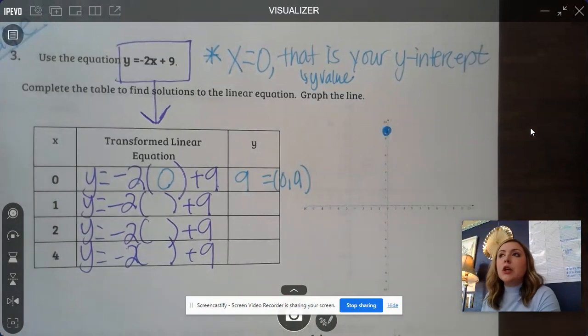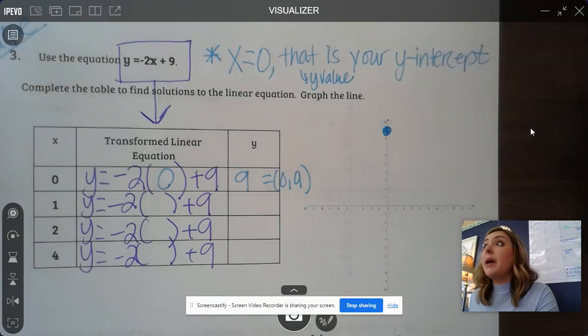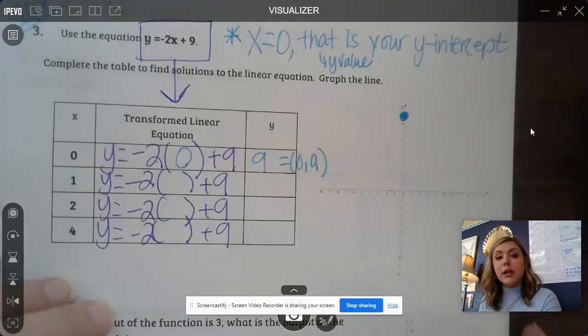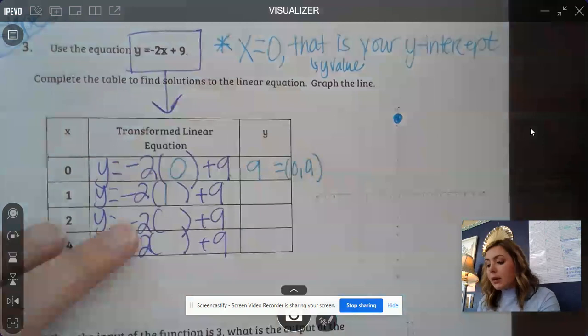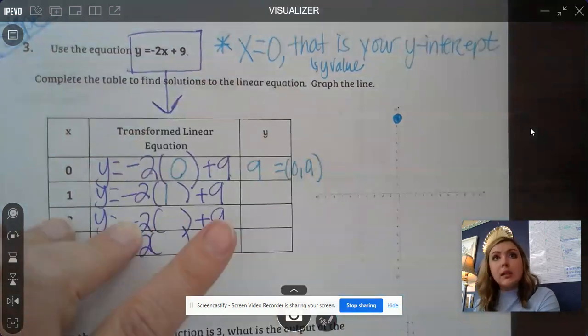Since this is a linear equation, what do you know is going to happen when I keep graphing these points? It should make a straight line because it has a constant rate, the same thing as a linear function. So let's keep going. Let's plug in 1 together. -2 times 1 plus 9.